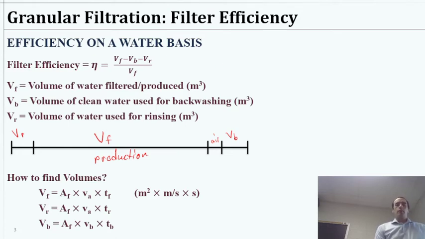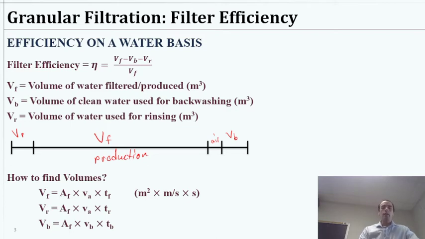Okay, so each of these is going to be cubic meters. That will be our standard use. I guess you could convert them all to something else if you felt like it. Use gallons or something. Just need to be consistent. To find these volumes, it's going to be pretty straightforward, pretty intuitive. It's going to be that loading rate of water through the filter times the area of the filter times the time for that particular cycle or part of the cycle.